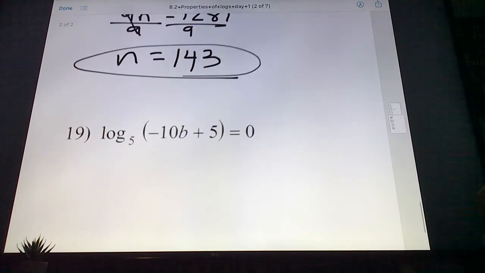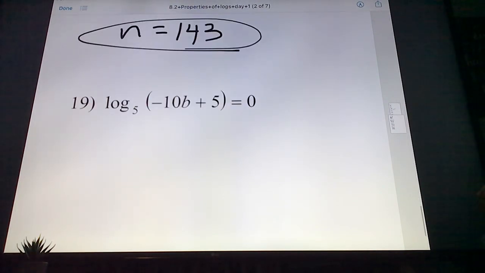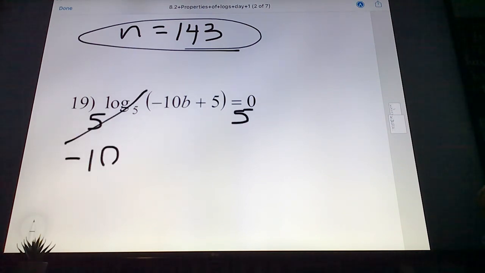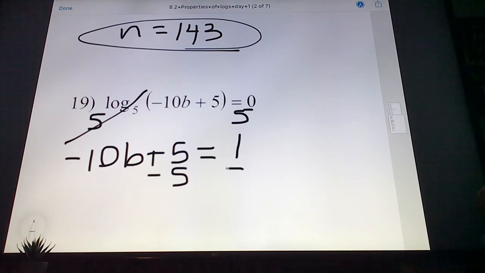Okay, last one, 19. Our log is a 5. So you're going to raise both to the 5. So you got negative 10b plus 5 equals, okay, 5 to the 0. What's anything to the 0 power? We talked about this today. It's 1. Okay, so you're going to minus 5.